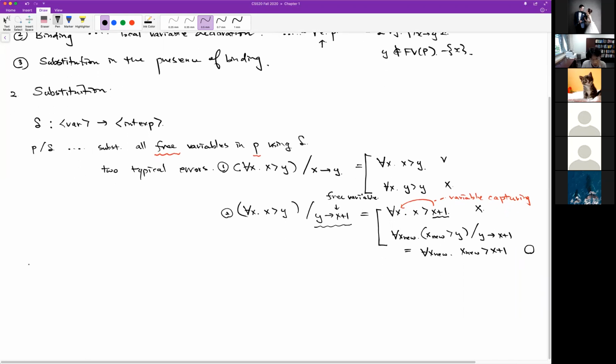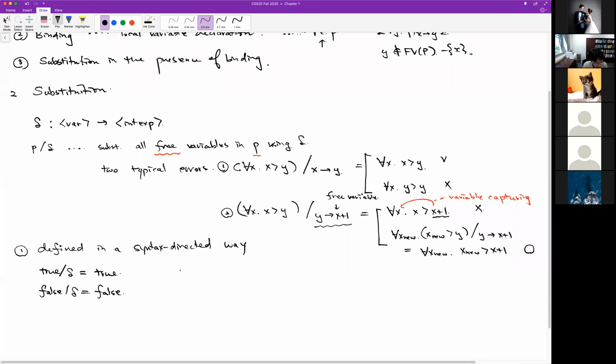Here is an implementation that avoids these two typical problems. How do we define substitution? We define the application of substitution by structural induction, in a syntax-directed way. That means we do case analysis on assertion P, and for each case we define how this application of substitution should behave. The simple cases are really easy. If P is true, then applying the substitution gives true. If it's false, applying the substitution gives false.